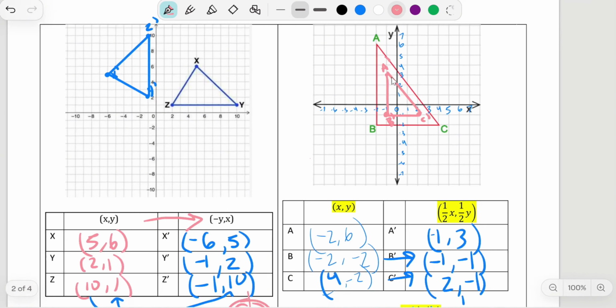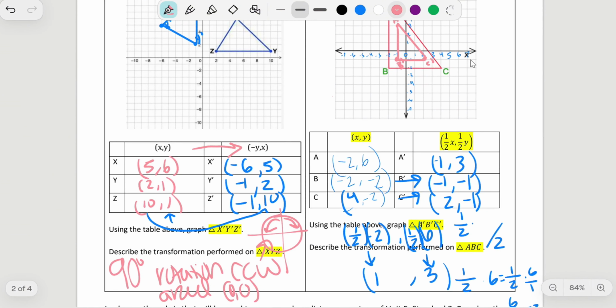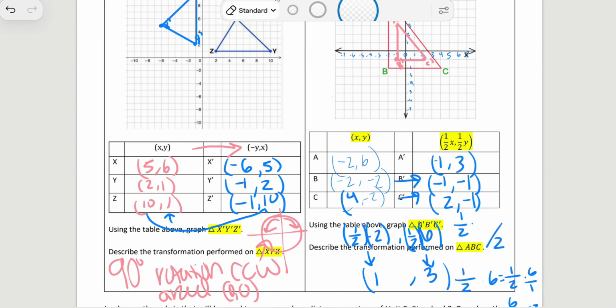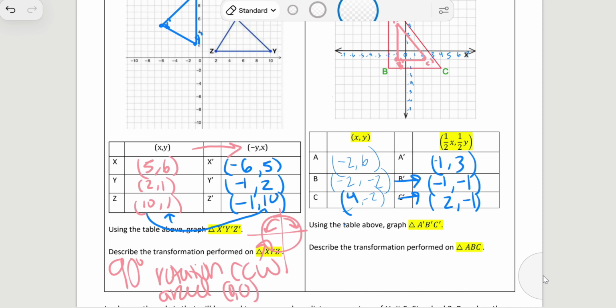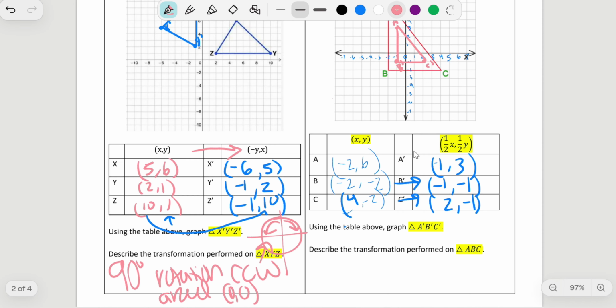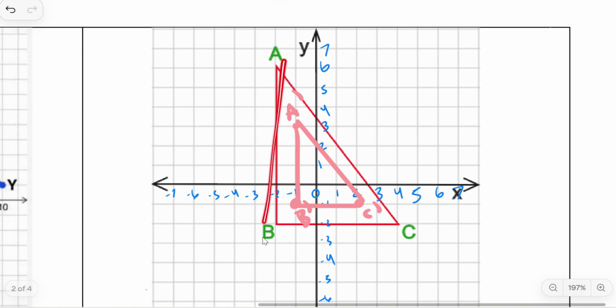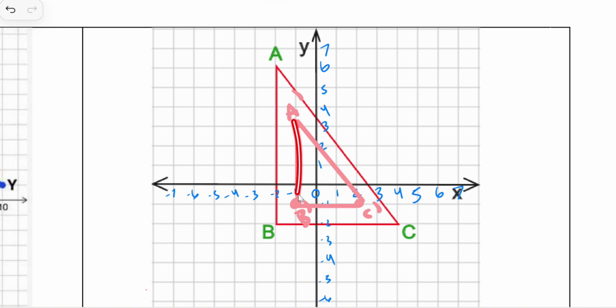Okay, so now that we plotted that with our new points, our last question that we're asked is to describe the transformations performed on triangle ABC. So what this is literally saying is, from this bigger triangle, how did we get to A prime, B prime, C prime? Now, I don't know if you guys can notice, but this is literally just like a mini triangle inside our original triangle, right?